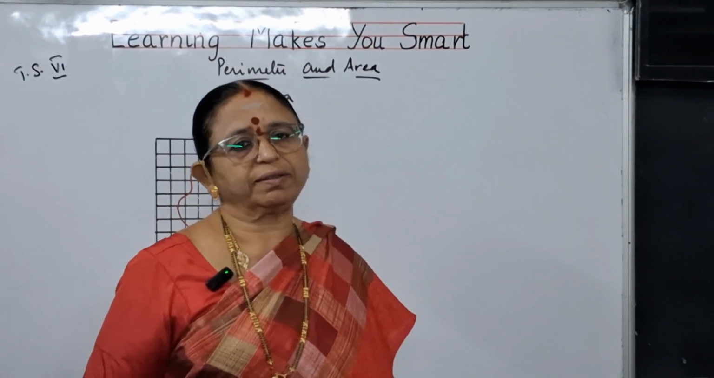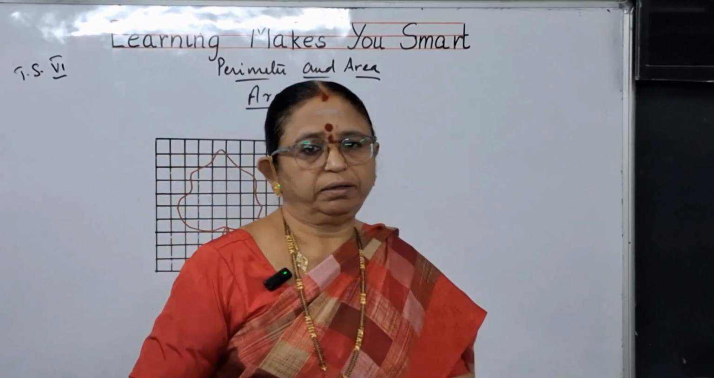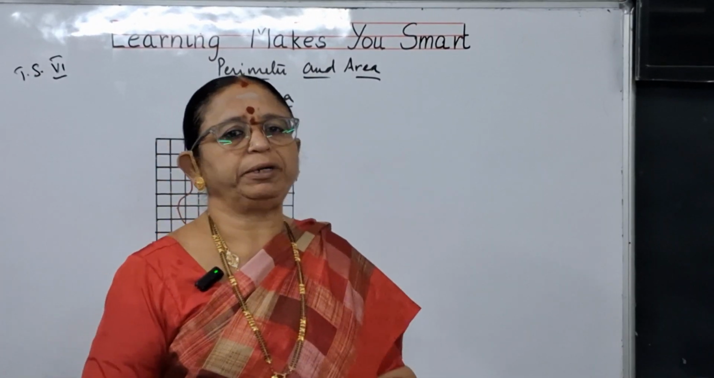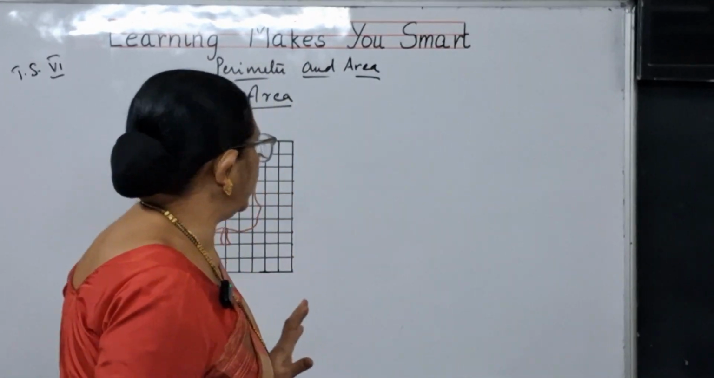Now I'm dealing with 6th class perimeter and area. That topic, I have completed the perimeter part. Now I am going to talk about area. What do you mean by area?